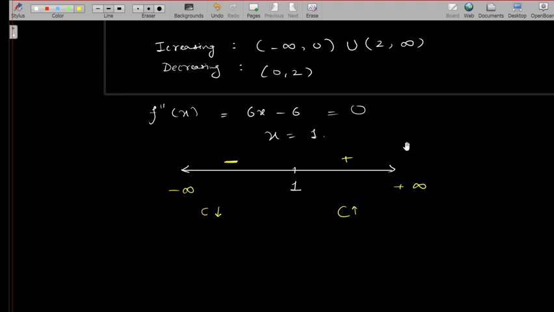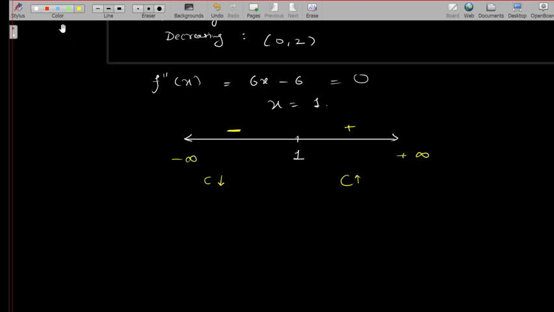Now let's come to the sketching part. You know the shape of concave up and concave down, right? Yes. Okay, so concave up will be like this, and concave down will be like this.